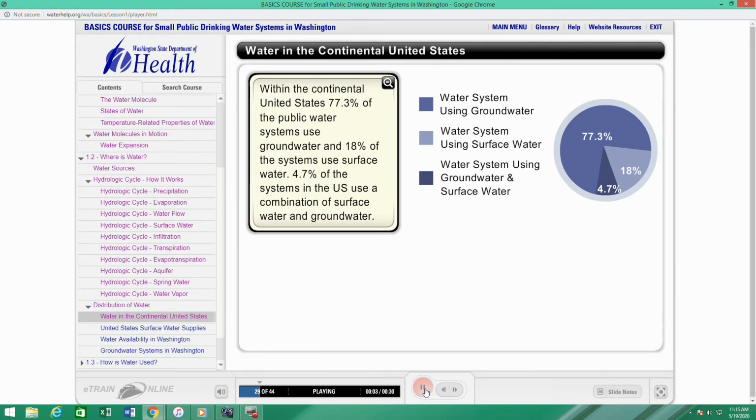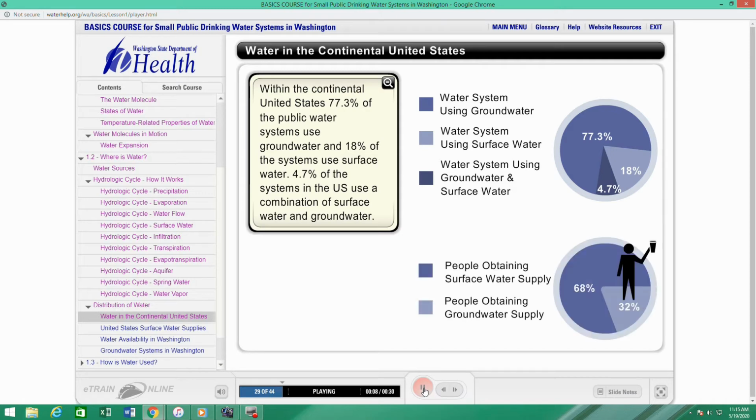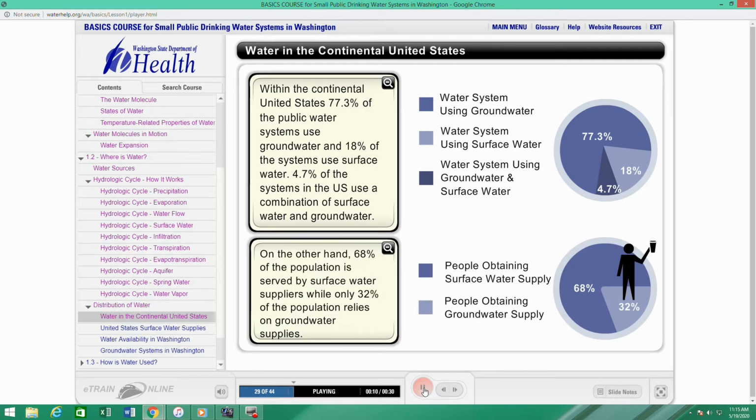Within the continental United States, 77.3% of the public water systems use groundwater, and 18% of the systems use surface water. 4.7% of the systems in the U.S. use a combination of surface water and groundwater. On the other hand, 68% of the population is served by surface water suppliers, while only 32% of the population relies on groundwater supplies.